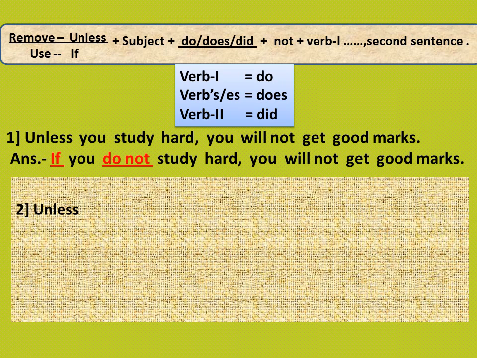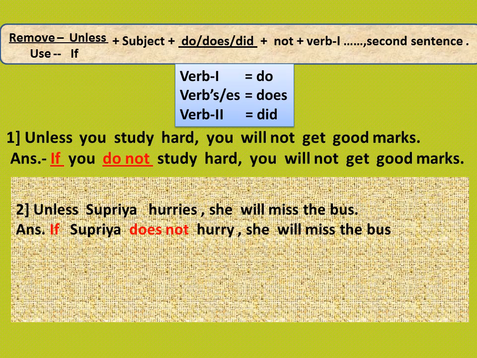We see another example. Unless Supriya hurries, she will miss the bus. In the first sentence of condition, hurries is the verb. So we change its answer. If Supriya does not hurry, here we write does not because of hurries. So after does not, we write only the first form of hurry and write the second sentence as it is.